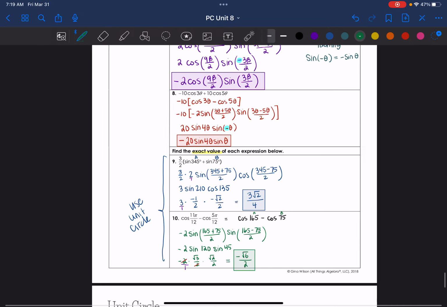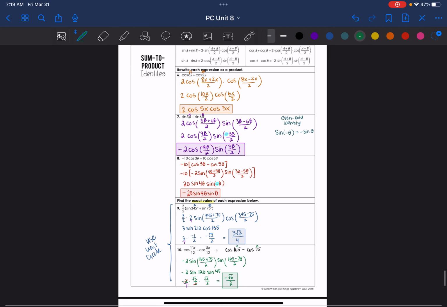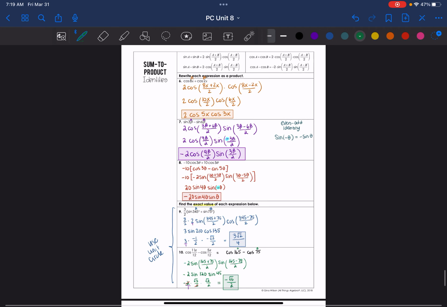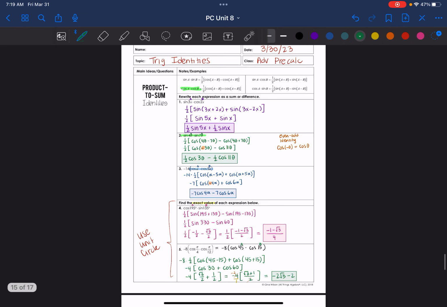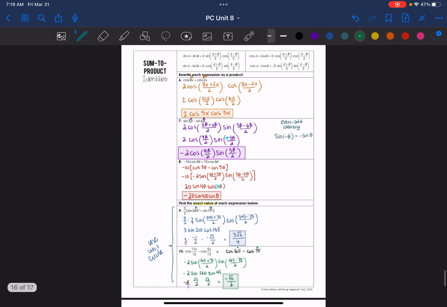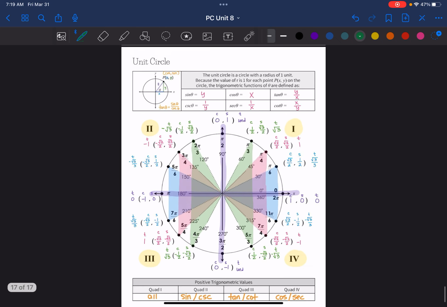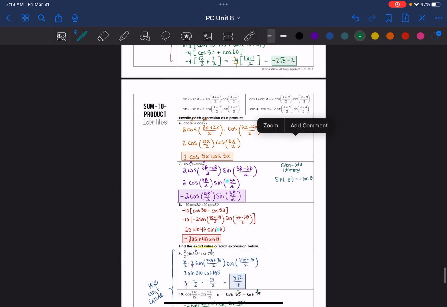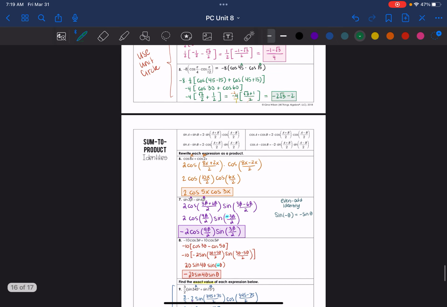All right, guys, so this is sum to product identities. So this is the back of the paper from yesterday. So make sure that you have both sides filled in. And I also posted the notes into our Schoology. So if I was going a little bit too fast, you can go and look at those notes. And just know that not tomorrow, Monday, when I get back, we will go over this really quickly again. Let me know if you have any questions.